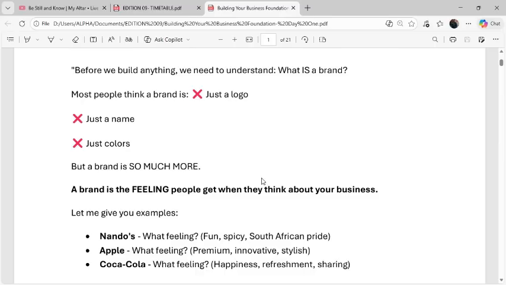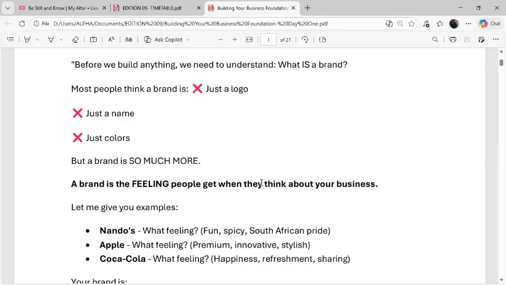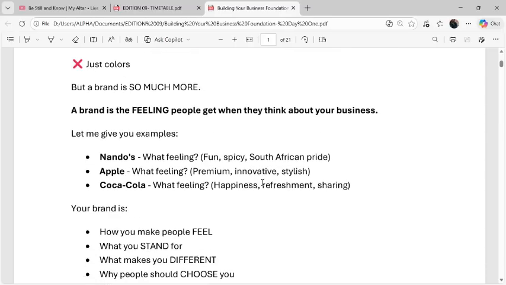So let's look at this. For instance, if we look at Nando's, when you think about Nando's, what do we get? There is this feeling that talks about what? There is fun, it is spicy, it is South African pride, right? So you see, immediately somebody says, let's go and get a meal where? In Nando's. What comes into your mind? You already know that the spice they use there is very good, you see.